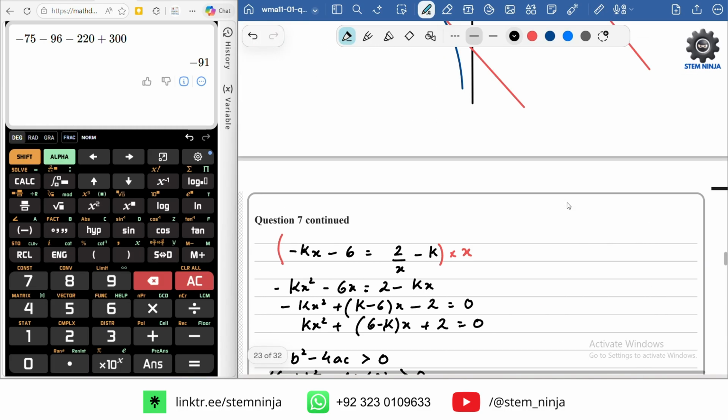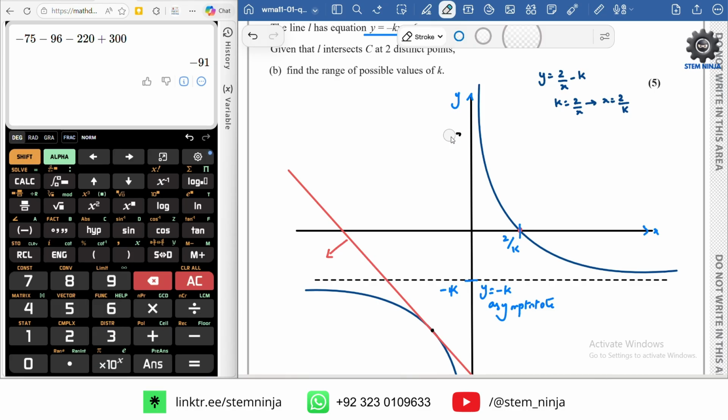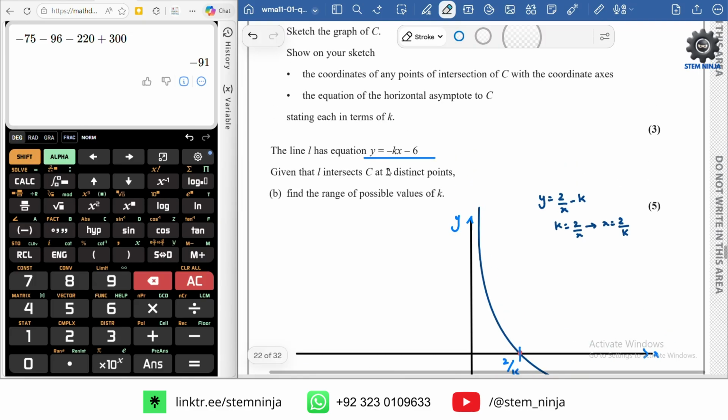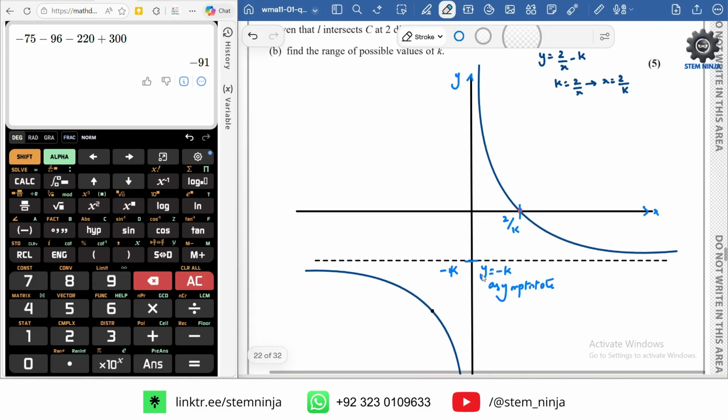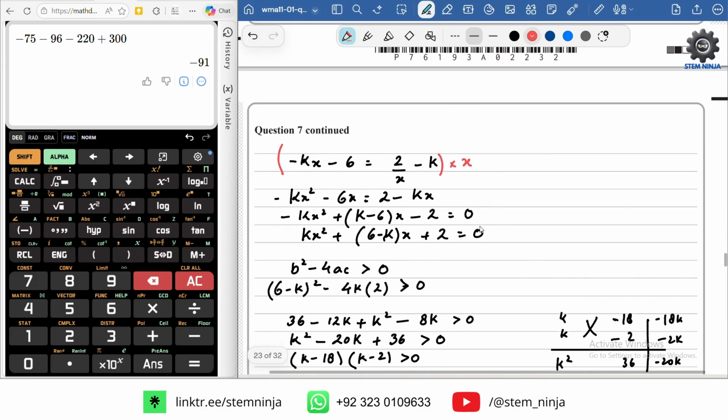Okay, right, and we can now delete these because we don't need them anymore. Since we specified this also, you could specify this coordinate as (2 over k, 0). And what else? This is your origin.